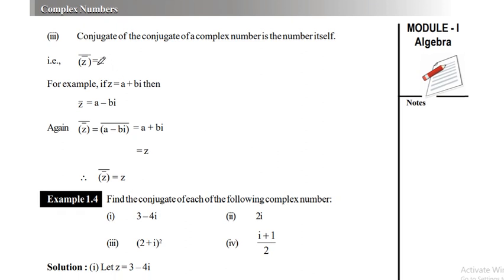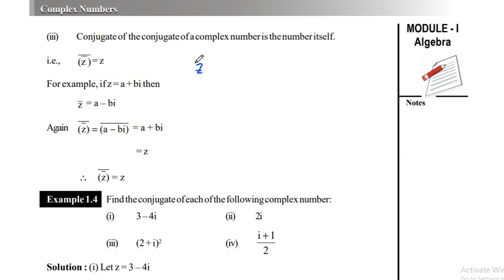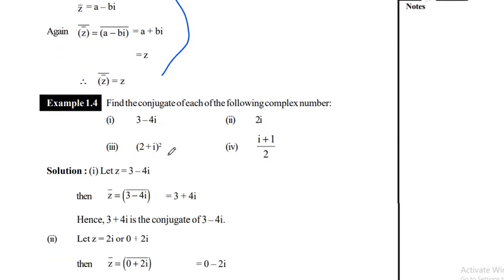This is a very good property. If you take the conjugate of z, you get another number. If you take the conjugate again, you will get your z back. Two conjugates give you your complex number back. See, this is the proof which is given here. So these exercises are very easy.